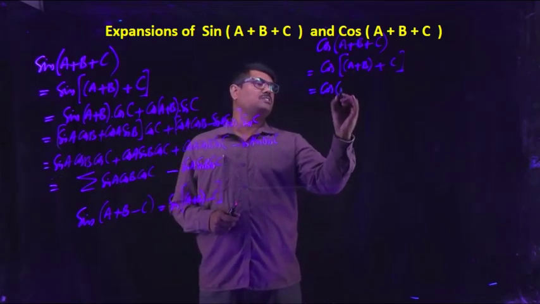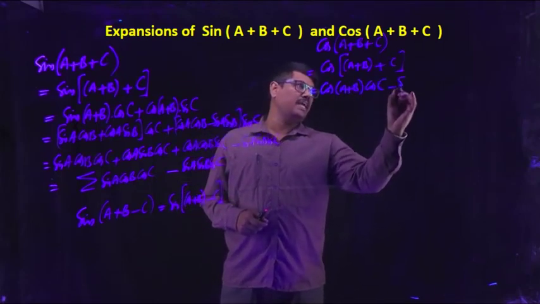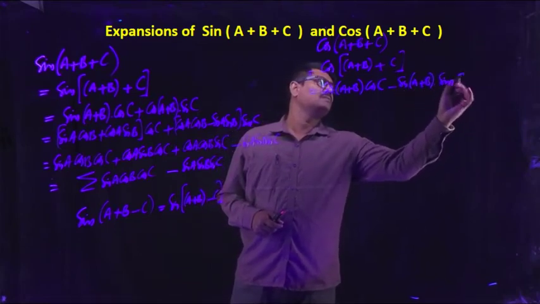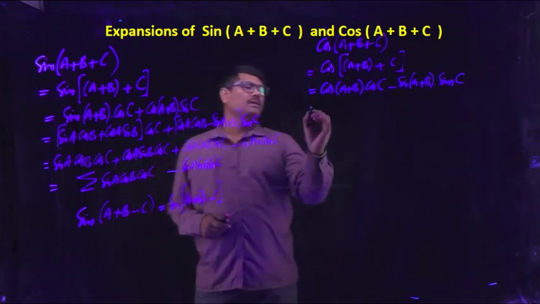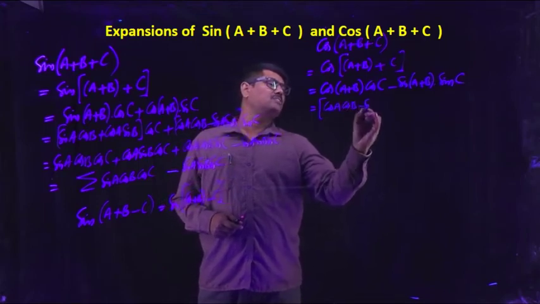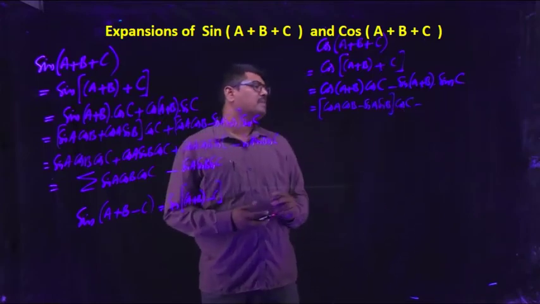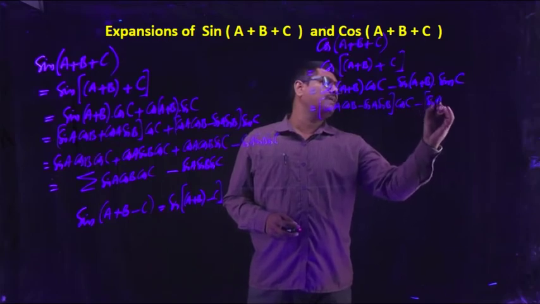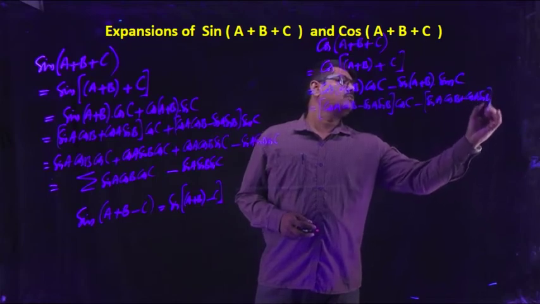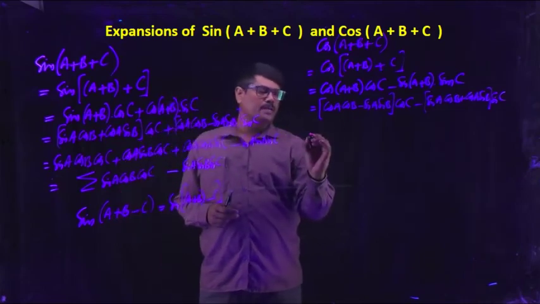Use the formula: cos(A+B) cos C minus sin(A+B) sin C. Use the cos(A+B) formula. Again, cos(A+B) is cos A cos B minus sin A sin B, into cos C, minus sin(A+B), which is sin A cos B plus cos A sin B, into sin C. Now simplifying and getting the final expansion, you will get the answer.